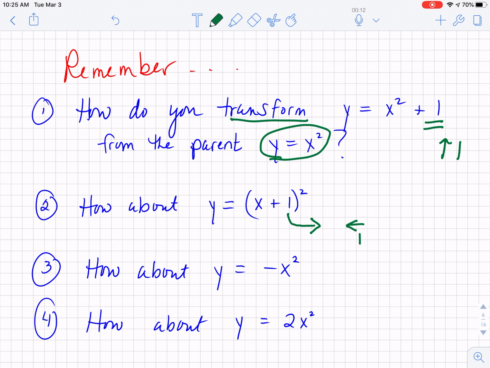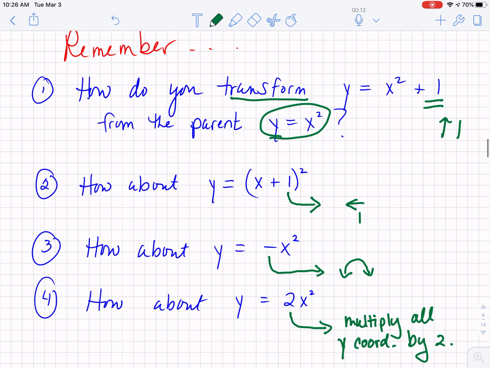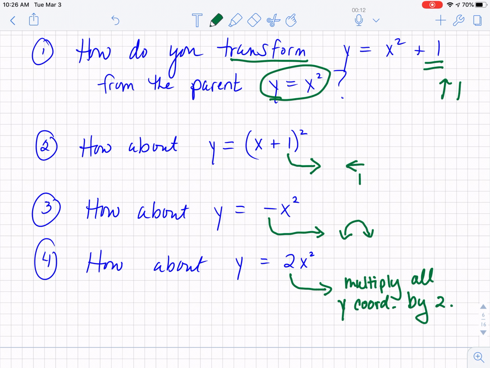Okay? If that was x minus 1 in the parentheses squared, I would have shifted 1 to the right. What does this minus sign do? Well, if you remember, it turns the parabola upside down. And then lastly, if I put a constant in front of the x squared, what does that do to the parabola? Well, if you remember, you would multiply all the y coordinates by 2. Okay, so this is just a quick little summary to remember what we did with transformations.